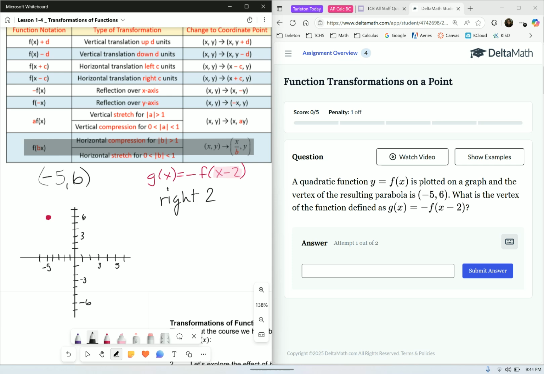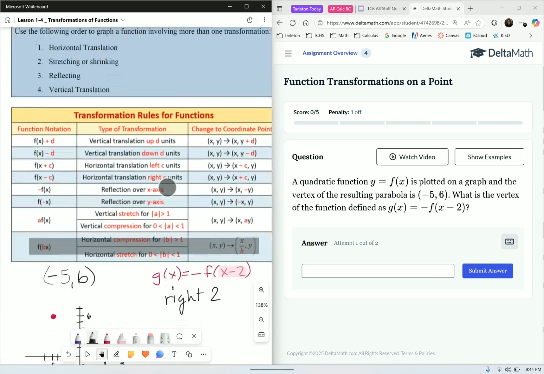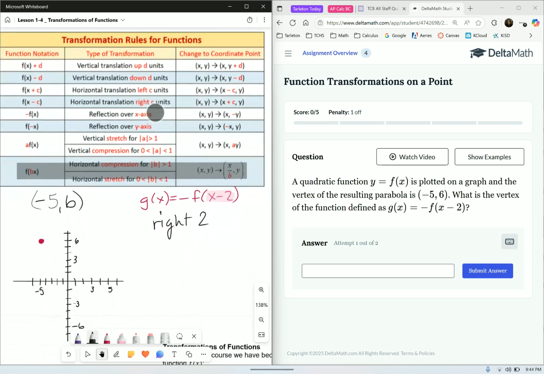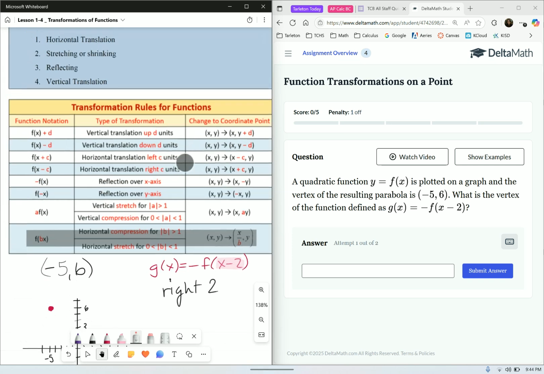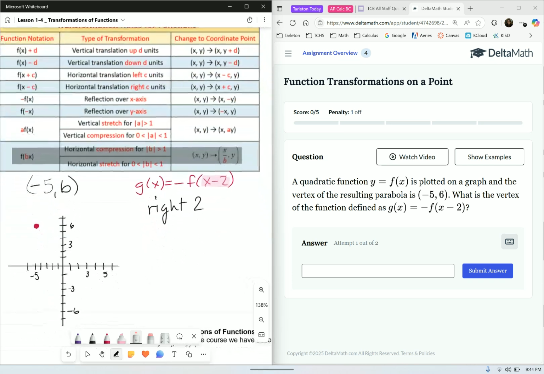And then you ask yourself, is there any stretch or shrink? There isn't anything because there's no number other than 1 right there. Is there any reflection? There sure is a reflection right there. What does that reflection mean? That says you reflect over the x-axis. And that's the only thing left to do in this problem.